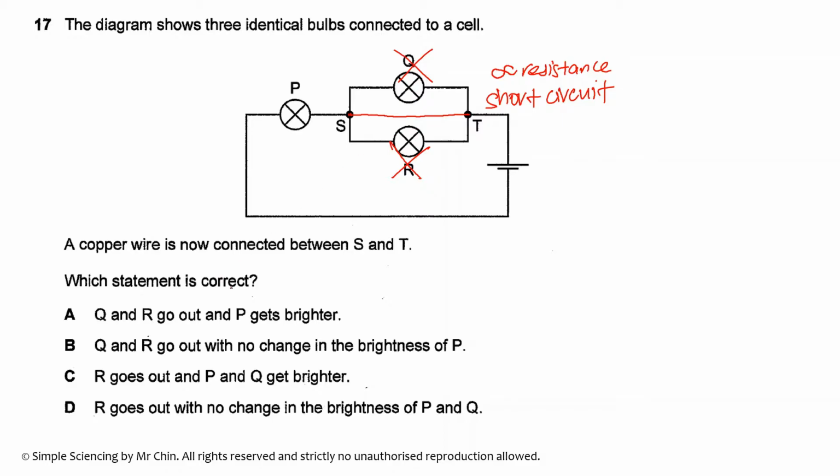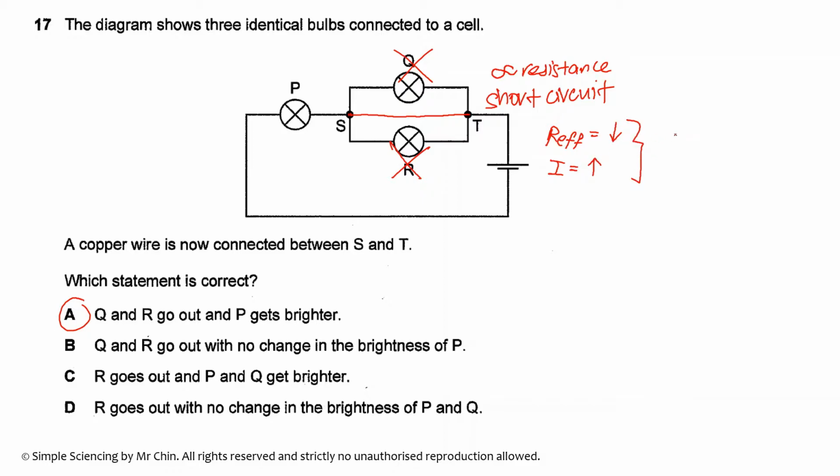So which statement is correct? Q and R go out and P gets brighter. Is this true? Yes, A is the correct answer, because Q and R do not light up. But what will happen to P? When Q and R do not light up, the total resistance will decrease because current no longer flows through these two bulbs. And when the resistance decreases, the current will increase.